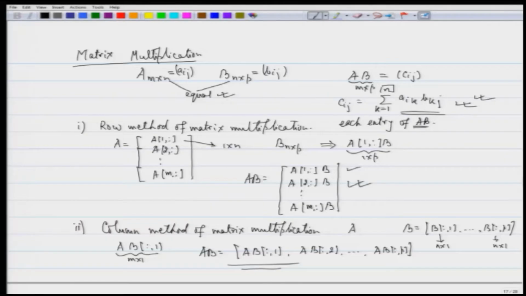So, what we have done is there is an entry wise product, then computing the matrix product using the rows. So, you are looking at how do I get the first row of AB, the second row of AB, and the mth row of AB, and this was getting the first column of AB, the second column of AB, and the last column of AB.